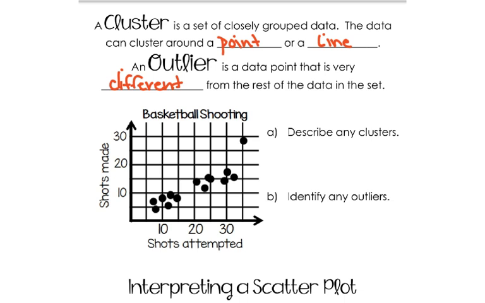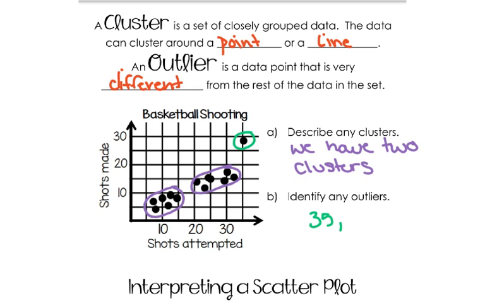So we can see that we have two clusters, and we can identify them by circling them here on the graph. So we have these closely related points. And then we have one outlier. So our outlier is this point that's way by itself. It's kind of away from all the others. And that's located roughly at 35 to 28.